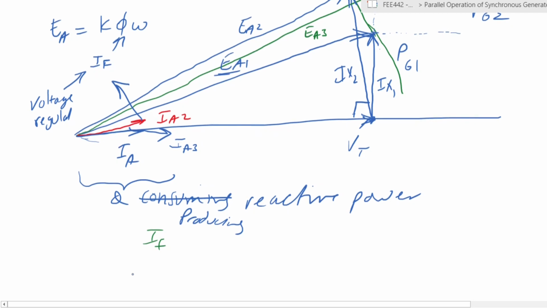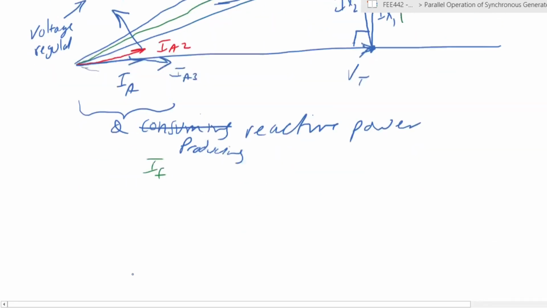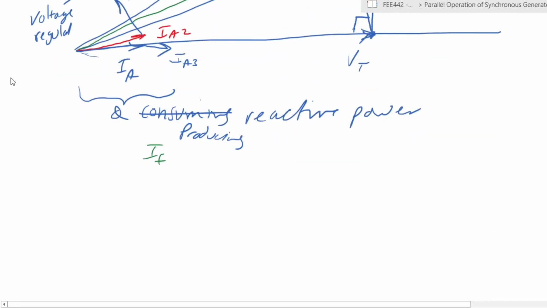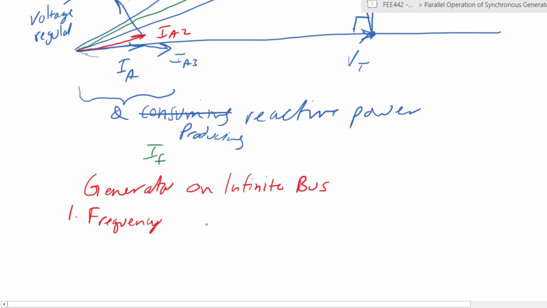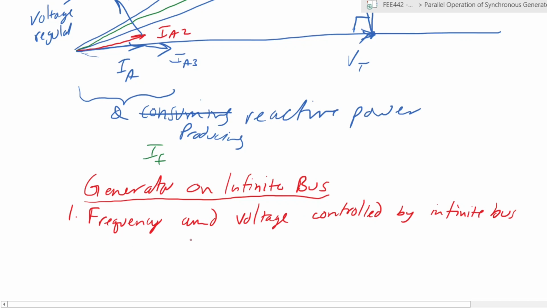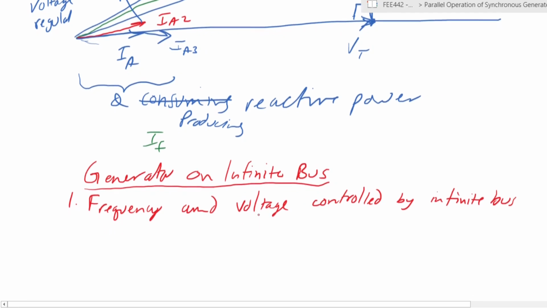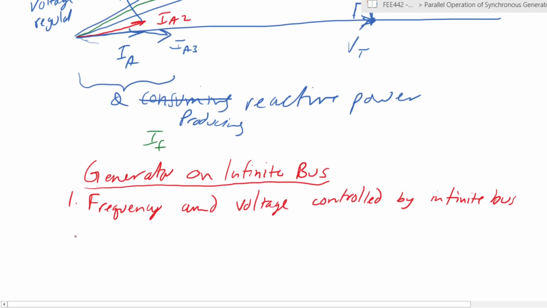So in summary, for a generator operating on an infinite bus, there are a number of things that we need to take into consideration. Number one, frequency and voltage are controlled by the infinite bus. When your generator is connected to an infinite bus, you cannot change the value of frequency and voltage at which you supply. You must match those values because they are dictated by your infinite bus.